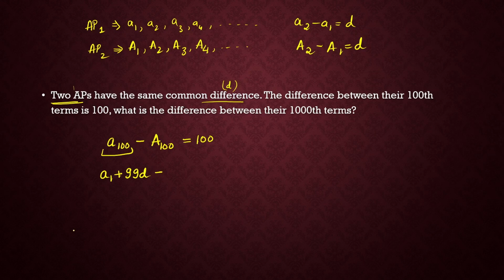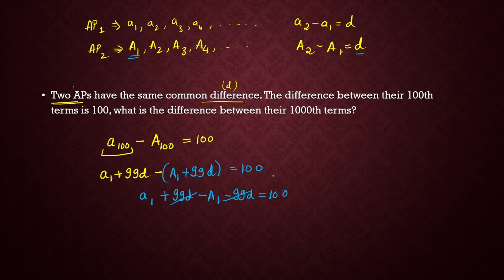And how can I write this A100? A100 can be written as A1. So here the A1 is capital letter A1 plus 99. Common difference here is again d. So it's 99d. It is equal to 100. So this becomes a1 plus 99d. So when I open this bracket, it becomes minus A1 minus 99d is equal to 100. Now 99d, when subtracted, it becomes 0. So you'll get a1 minus A1 is equal to 100.